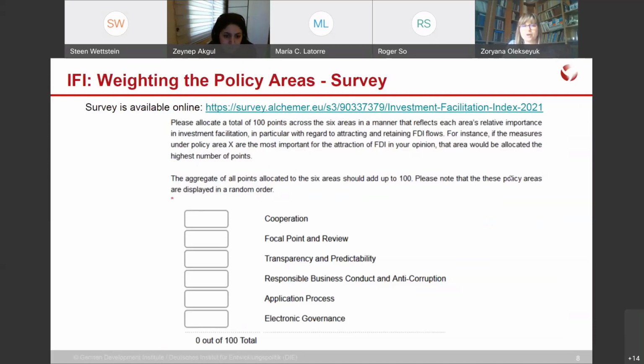I think that it's much better because it reflects not only the number of measures within each policy area, if we do it with equal weights, right? It also reflects the opinion of people that work with investment facilitation, and we try to cover people from academia, NGOs, governments, and from the private sector definitely also. And we asked them to allocate a total of 100 points across the 6 policy areas in a manner that reflects each area's relative importance in investment facilitation, in particular with regard to attracting and retaining FDI flows.